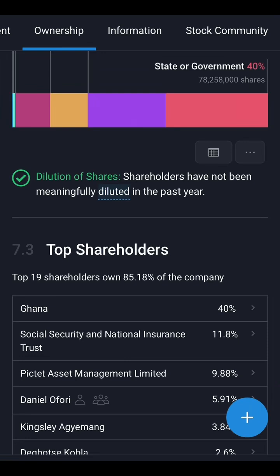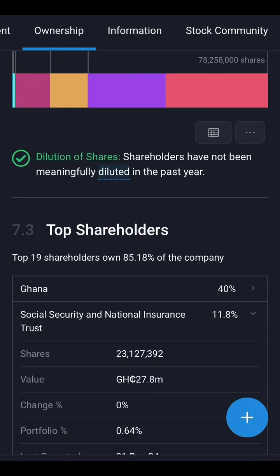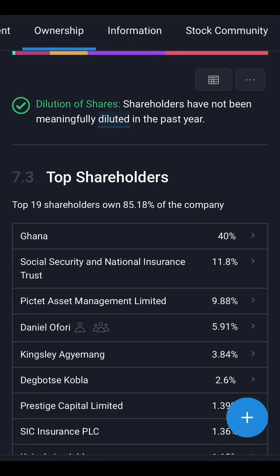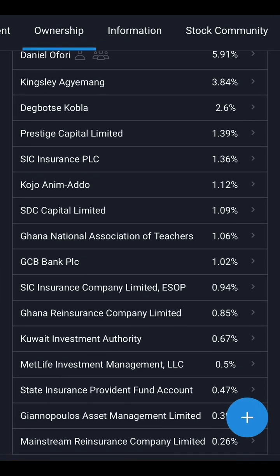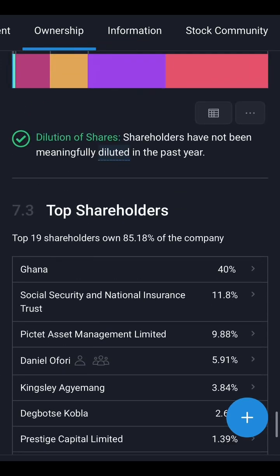So meaning the Ghana government owns a stake in SIC Insurance Company, followed by Social Security and National Insurance Trust, which is SSNIT. They own 11.8%, which is equivalent to 23 million plus shares, and is valued at 27.8 million Ghana cedis. And there are other companies or individuals who own stakes in SIC Insurance Company. You can see Daniel Ofori is there, and then Kingsley Adepong and many other individuals. GCB also owns a stake in the SIC company, and many other individuals and companies.